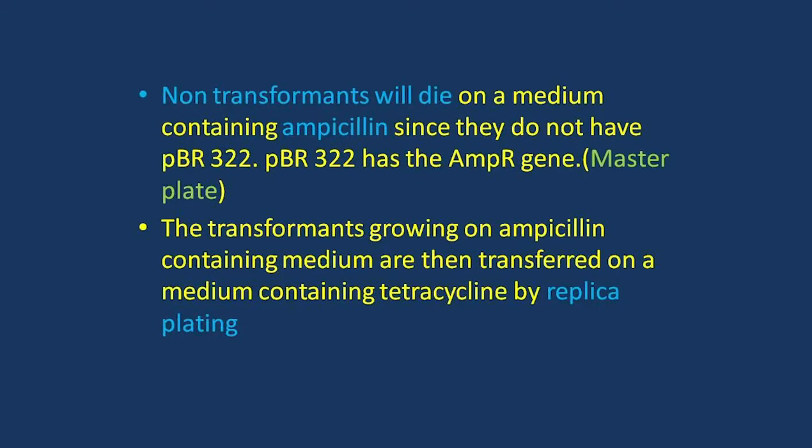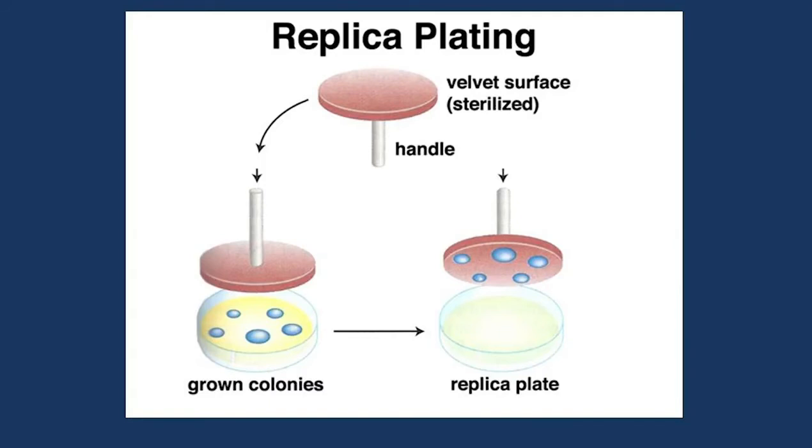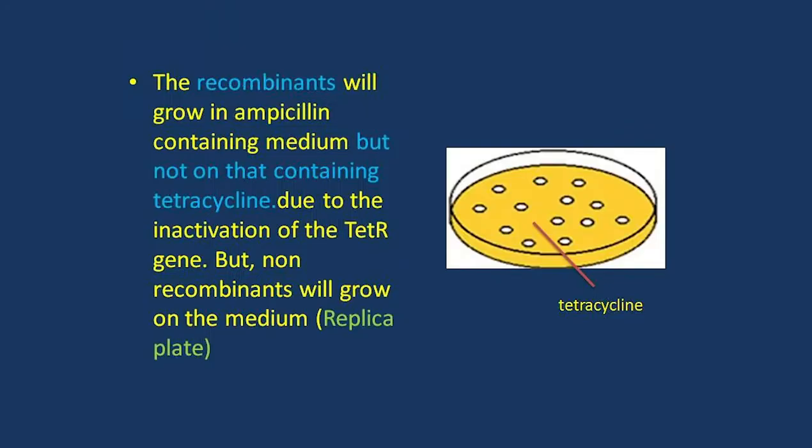Now, the transformants which are growing on the medium are transferred to another medium containing tetracycline. The technique is called replica plating. In replica plating, we take a wooden disc, attach it to a handle, cover the wooden disc with velvet cloth, and it is sterilized in an autoclave to kill all the bacteria on the velvet cloth. It is then put on the top of the petri dish so that the velvet cloth touches all the colonies. Remember, all the colonies are projecting upwards. So a few cells from each colony will attach to the velvet cloth.